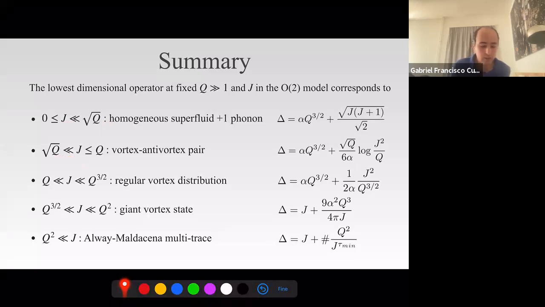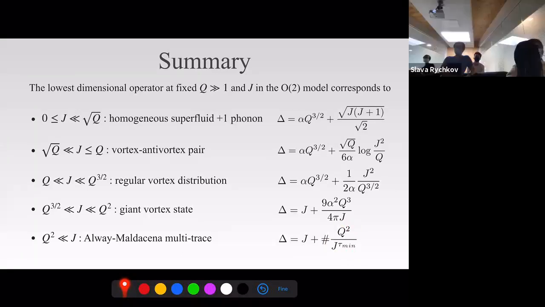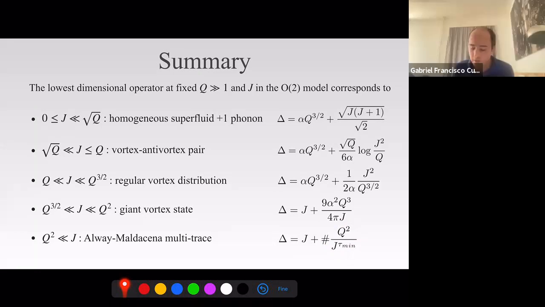Then, in between J of order square root of Q and Q star, it is given by some vortex anti-vortex pair. In this regime, we will have many vortices. Eventually, we will transition to a giant vortex state. And eventually, we expect that at this point the natural thing is an almost diagonal multi-trace with corrections, which follow from the Yukawa potential exchanges between the many particles. This has never been made precise in effective field theory, but you can easily estimate that the correction will go like this.